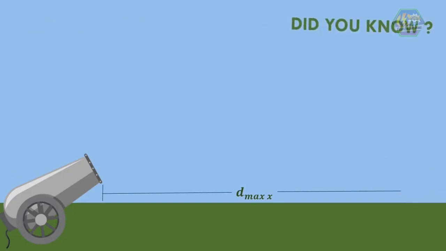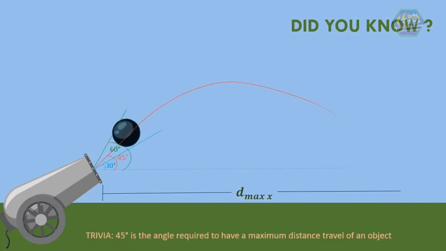Did you know that in projectile motion, to have a maximum distance traveled by an object, it should be fired at a 45-degree angle?